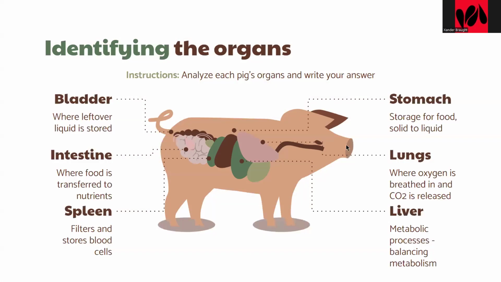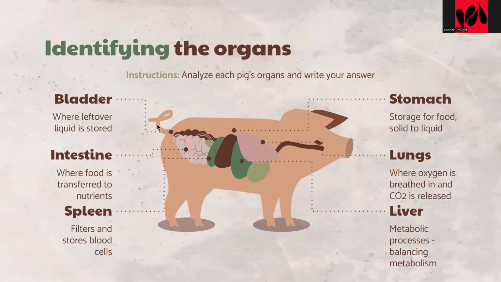All right, perfect. So we have the bladder down here, which if you said something like rectum, anus, even large intestine, you would be mostly correct. So take that one. Intestine. This is specifically the small intestine. It's where the food is transferred into nutrients. Spleen filters and stores blood cells, which spleen is down here. It's also hard to tell. This diagram is not the greatest, but it's one that I found and I figured might as well.